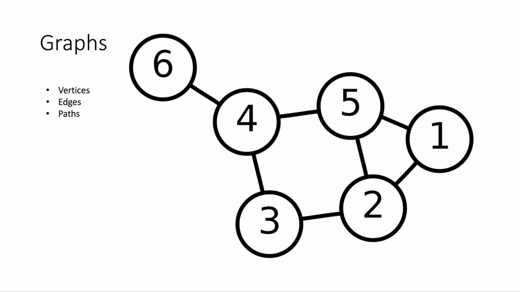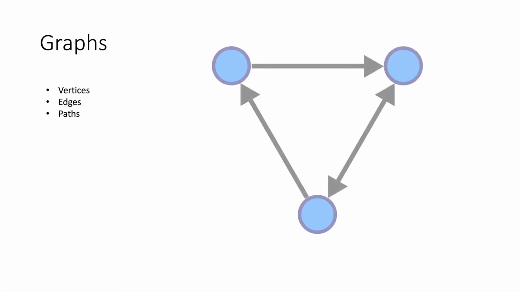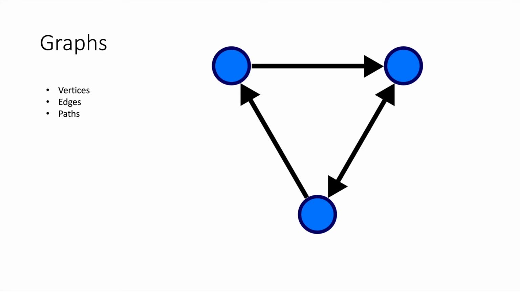Some graphs have edges that only go in one direction. This is an example of such a graph. Here you can see two directed edges and one undirected edge. Edges can also have weights applied to them. This could, for example, in a road map, indicate the distance that a certain edge takes to travel between two locations.